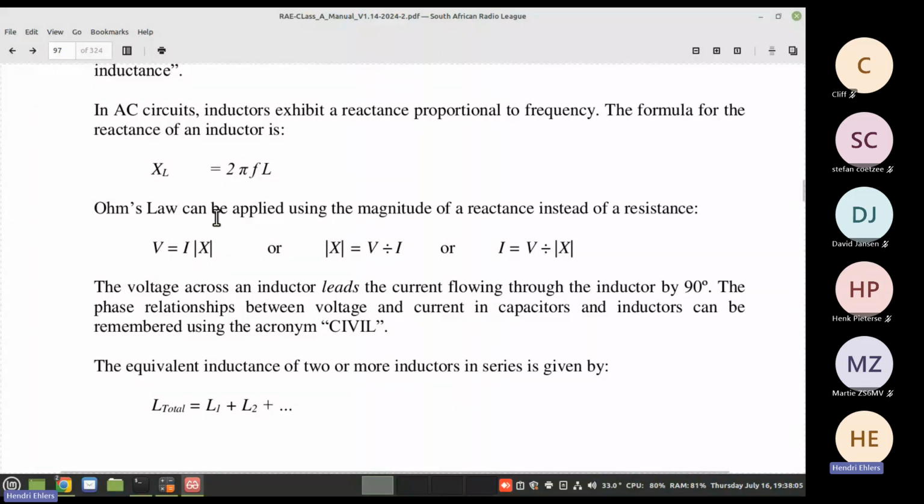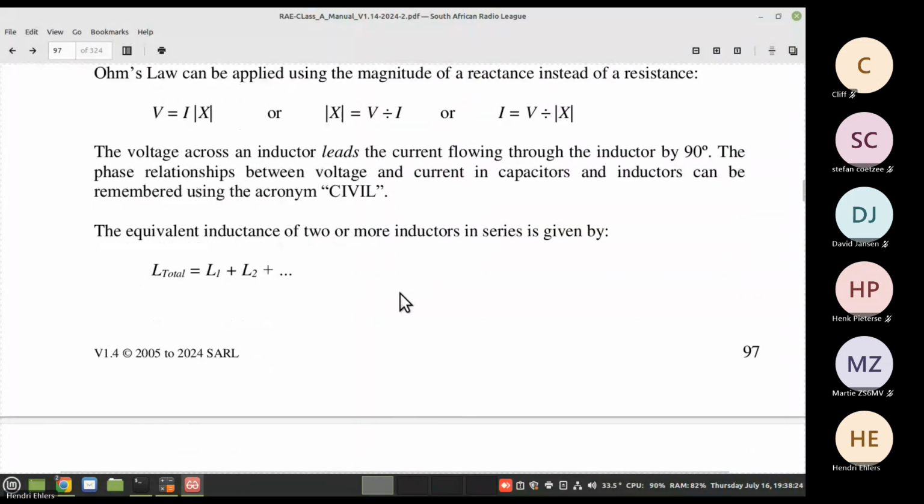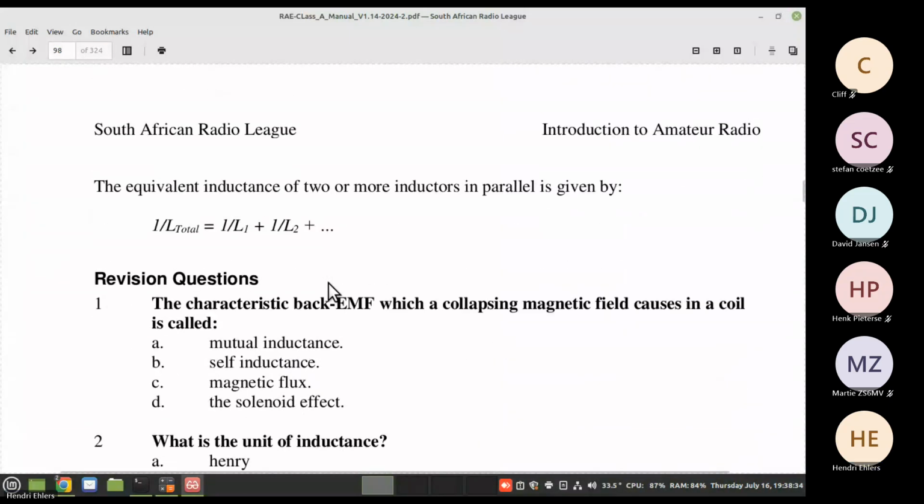We know that we can apply Ohm's law, and by this time we know Ohm's law very well. With CIVIL, for a capacitor, I is before V, and for an inductor, V is before I. If you want equivalent inductance, two inductors in series, you add them together. Inductance in parallel, we use the same formula that we use for resistors in parallel.